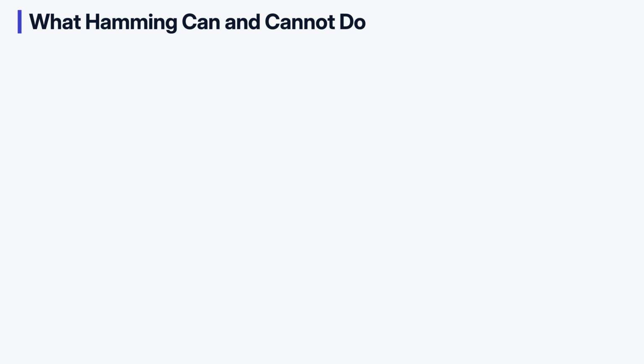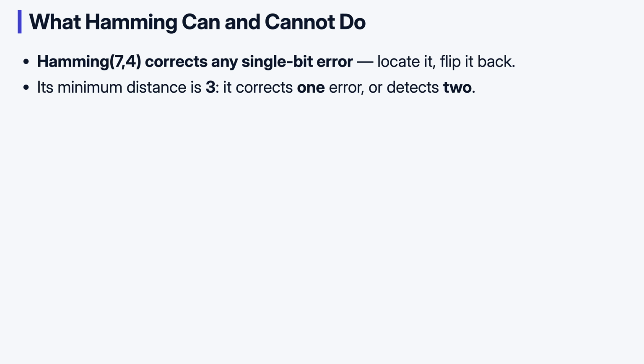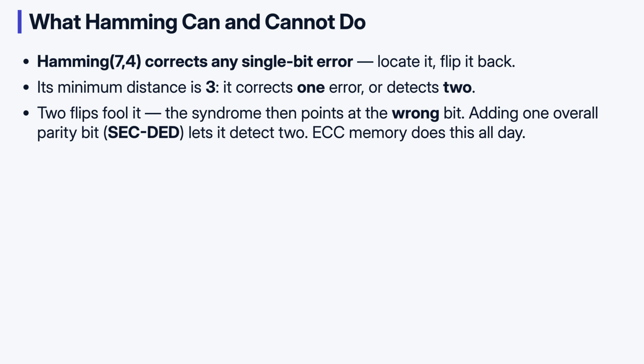So what can a Hamming code do, and what can it not do? A Hamming 7-4 code corrects any single bit error. Find it, flip it, done. Its minimum distance is 3, which means it can correct 1 error, or instead detect 2. But 2 flips fool it. The syndrome then points at the wrong bit.